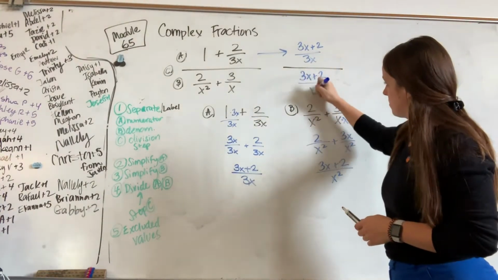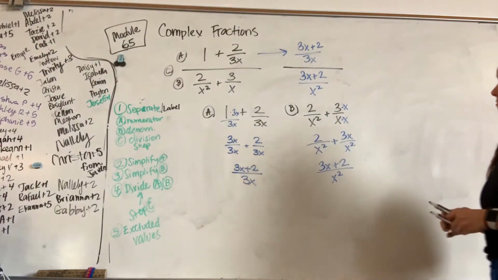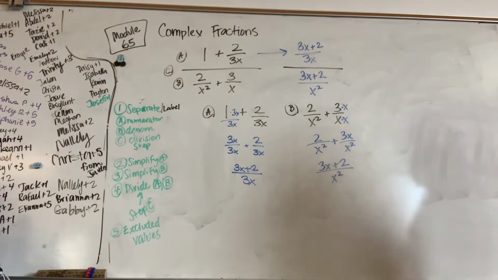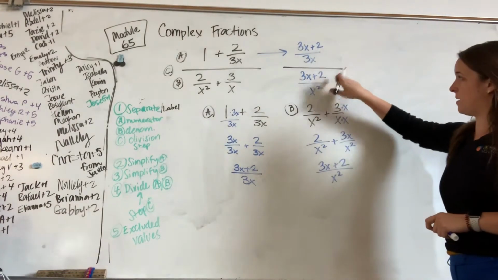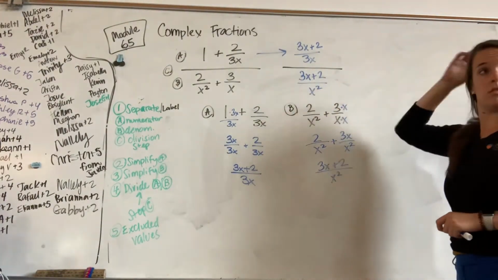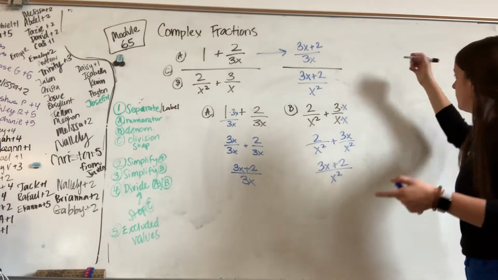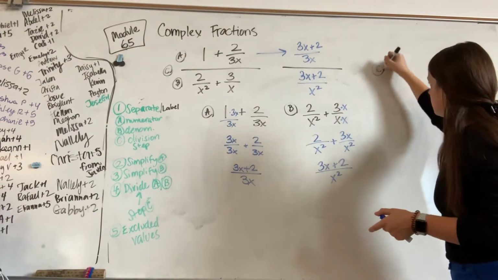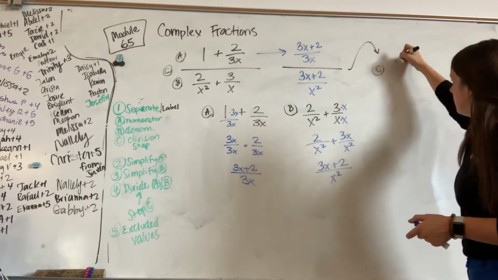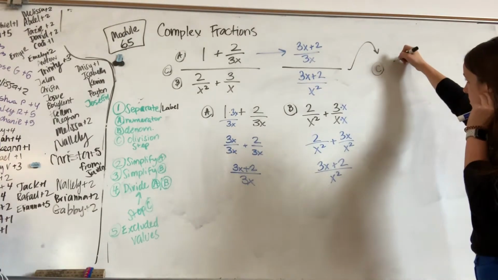So now you have 3x plus 2 over 3x, and you have to flip it. So technically this is this thing divided by this thing, right? Can we write that one out? Yeah, that's fine. So C, technically this means, what would you write, Tazzy? Write this out.